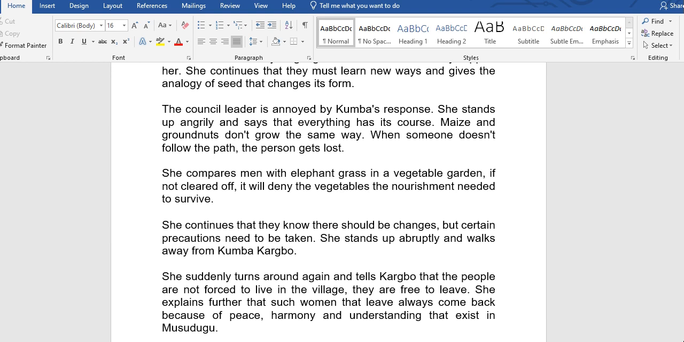The council leader is annoyed by Kumba's response. She stands up angrily and says that everything has its cause. Maize and groundnuts don't grow the same way. When someone doesn't follow the path, the person gets lost.